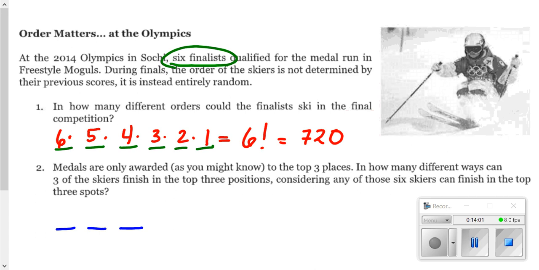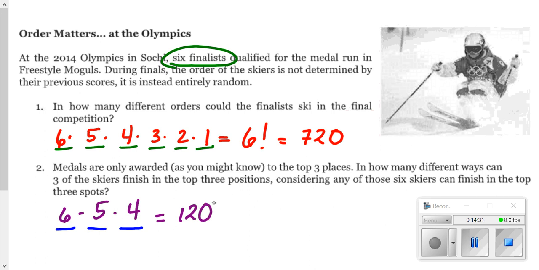The gold, silver, and bronze medal. In how many different ways can 3 of the skiers finish? Well, there's 6 different skiers that might be in first place. Once one person crosses the finish line, there are 5 skiers who are still competing for the silver. And then once the second person finishes, there's only 4 people in contention for the bronze. So this is 6 times 5 times 4, which is 120.